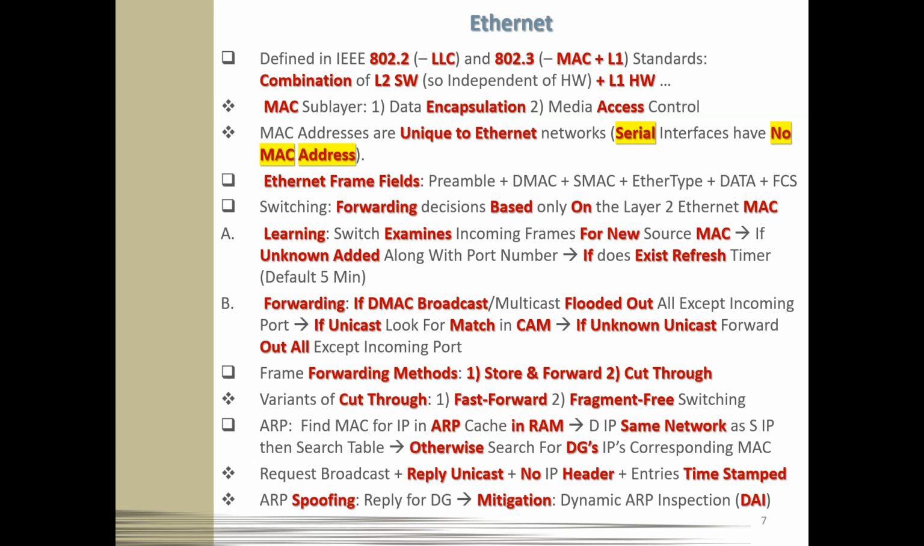Addressing is the same as the MAC addresses that we know with Ethernet. We need MAC addresses with other standards like Wi-Fi or Bluetooth, but they are unique to Ethernet networks, meaning that serial interfaces do not rely on MAC addresses. So serial interfaces do not have MAC addresses. And of course, the media access is a responsibility of the MAC sublayer.